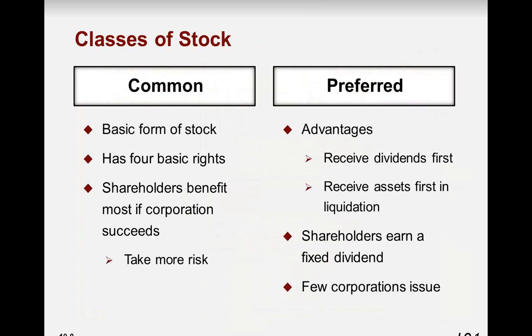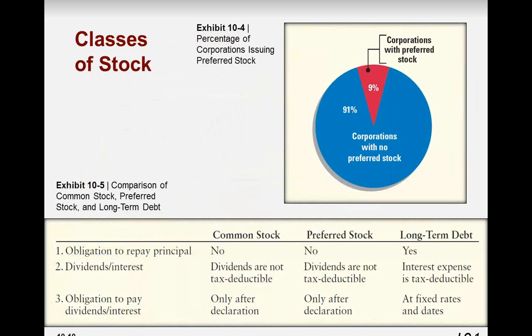Preferred stockholders, the different advantages include they would receive their dividends first. They receive assets first in case of a liquidation. The shareholders earn a fixed dividend. It's a guaranteed dividend if any dividends are distributed or declared. And very few corporations actually issue preferred stock. Preferred stock costs more if they do issue it.